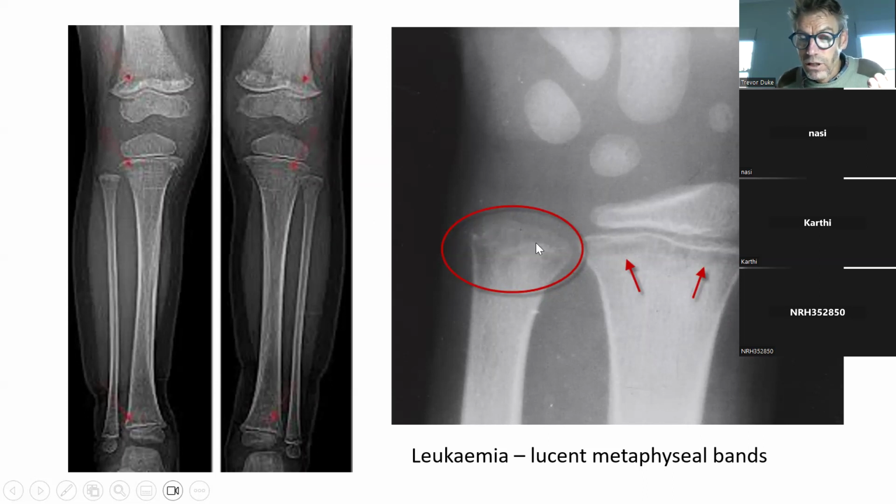As I say, they can be difficult to distinguish. But this was a child who had leukemia and bone pain, and we know that bone pain is a common characteristic of leukemia. When you do the x-rays, you'll sometimes see these lucent metaphyseal bands at the metaphysis, at the end of the long bones. It's just important to make that distinction.